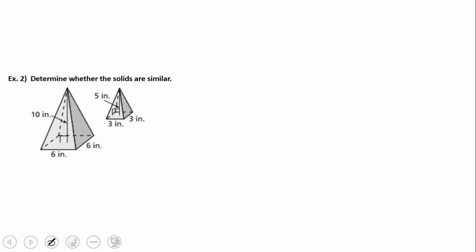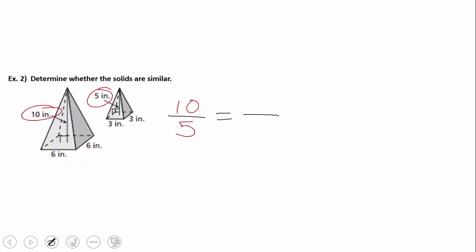So here we have two pyramids. And again, it doesn't matter what shape that solid is. We're just going to write a proportion and we're going to say, hey, are these corresponding dimensions proportional? If so, then these two solids are similar. So once again, this time I'm going to use the corresponding dimensions in a different way. I'm going to say the height of the larger pyramid to the height of the smaller one. So I'm going to go 10 over 5. The height of the large to the height of the small one.